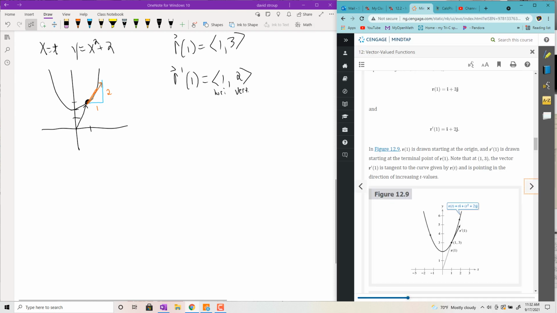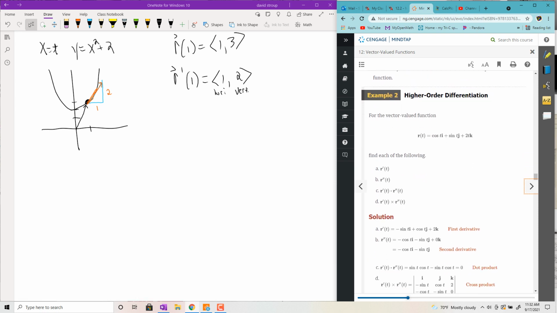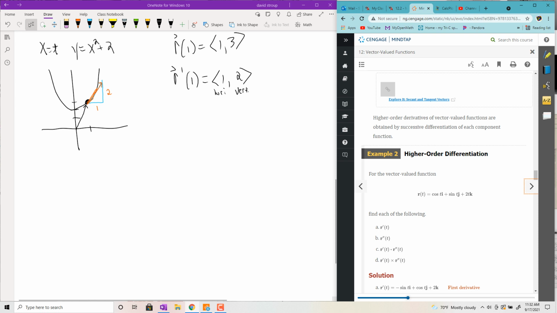Carrying on then, let's see what else they have for us. Not much, huh? They got carried away with taking derivatives. If you want the second derivative, you just take the derivative again. So, example 2, I guess.